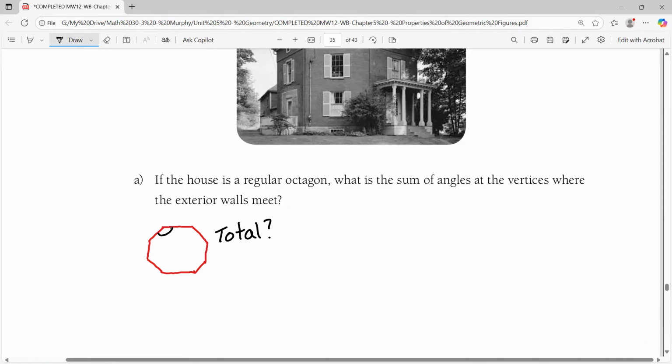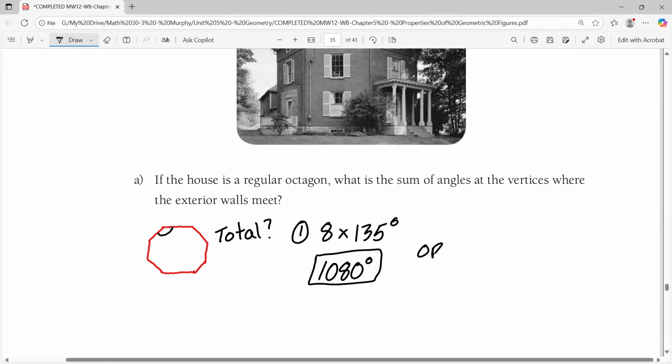Okay. So step 1. The interior angle is, for an octagon, you just look at your table, 135. So you go 8 times 135, and that should come out to 1080.